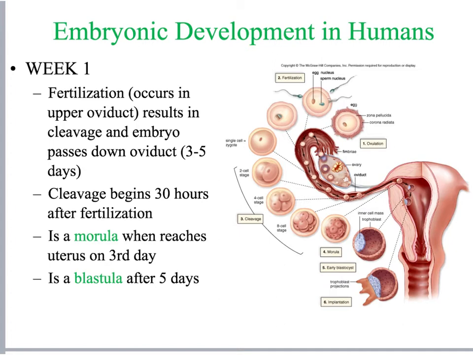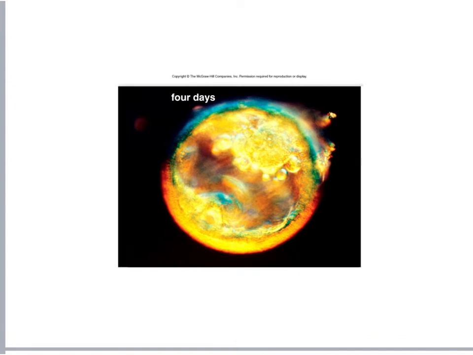This results in cleavage, and the embryo passes down the fallopian tube until eventually it reaches the uterus. Remember, it's a morula when it reaches the uterus on the 3rd day. It's a blastula after 5 days, and then it starts to implant. Here's what it looks like after about 4 days. And I love this picture because it shows you that, remember, 3 days is a morula and 5 days is a blastula.